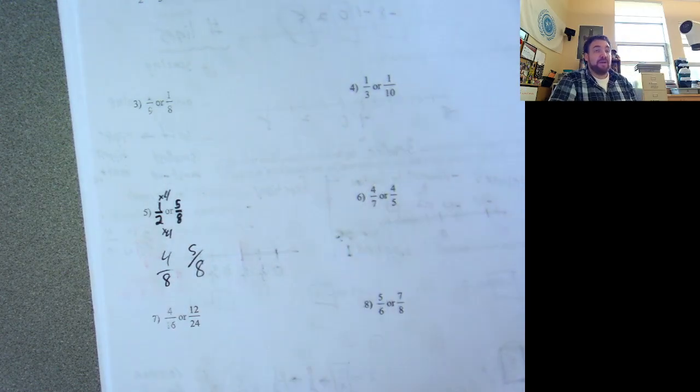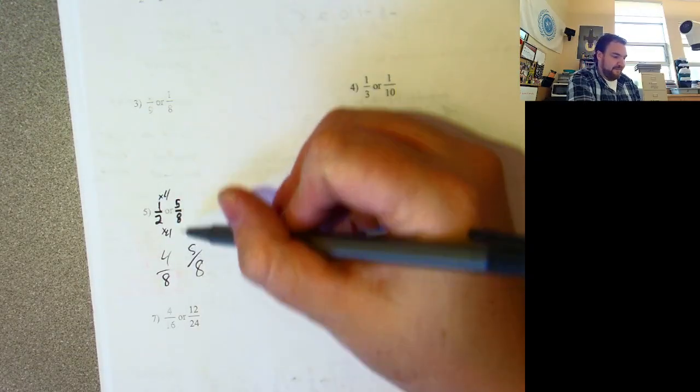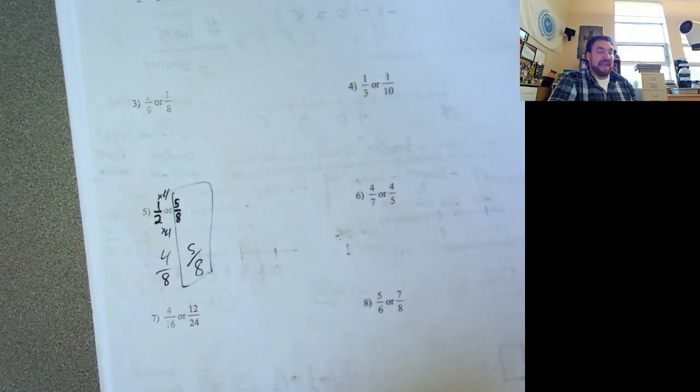So the question is, which one's bigger? Well, if the denominators are the same, we're just comparing numerators. 5/8 is bigger than a half, because a half is only 4/8 and 5/8 is 5/8. You have more 8s. Does that make sense? Okay. That's all it is.